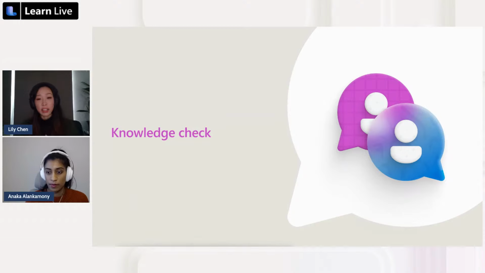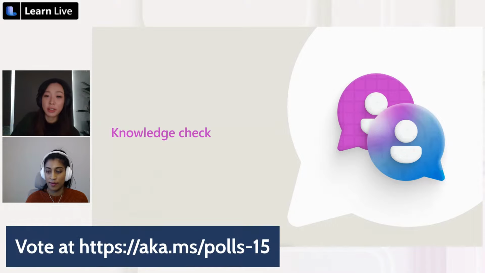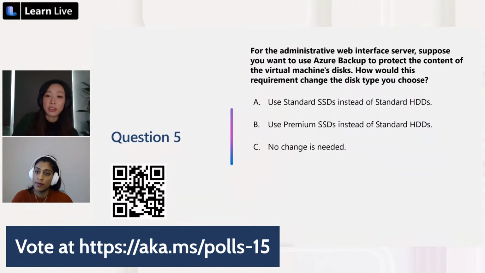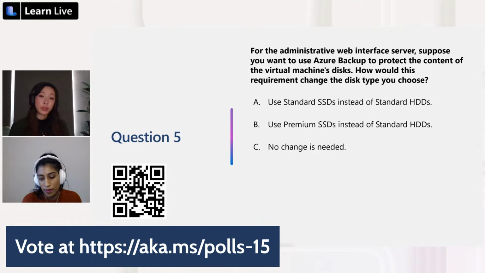All right, so now we're at our final knowledge check. So everyone go back to the poll link. Here it is. All right. So for the administrative web interface server, suppose you want to use Azure Backup to protect the contents of the VM's disks. How would this requirement change the disk type that you choose?